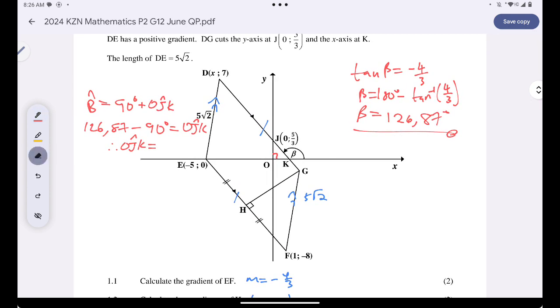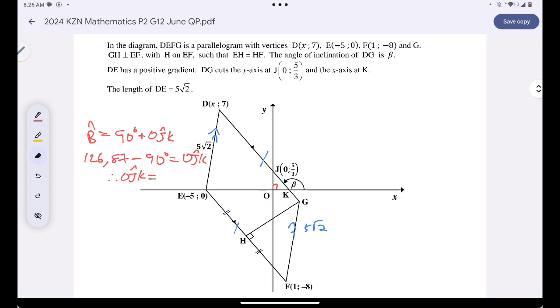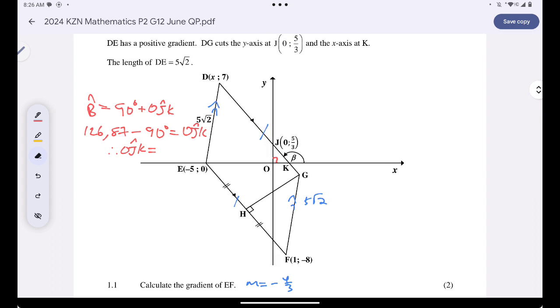Okay, how can I find the value of x? Since I'm told that this shape is a parallelogram, DEFG is a parallelogram, simply means the gradient of EF and DG is the same, né? The gradient of DG is the same as the gradient of EF, which is negative 4 over 3. Why is that the case? Because DG is parallel to EF. Parallel lines have the same gradient.